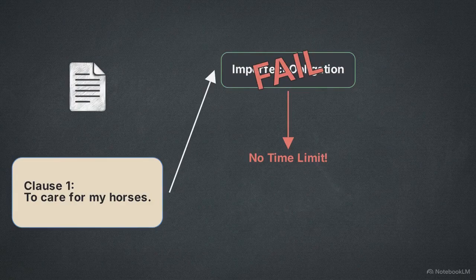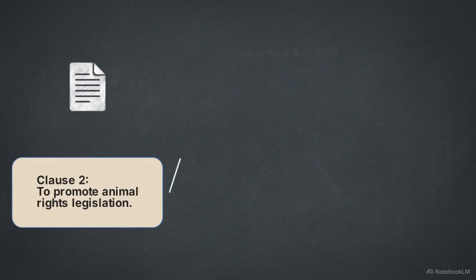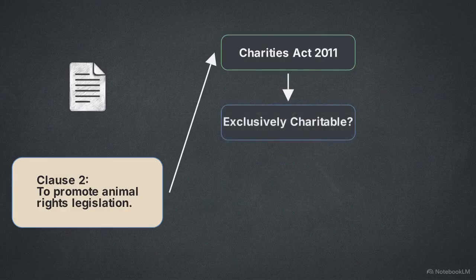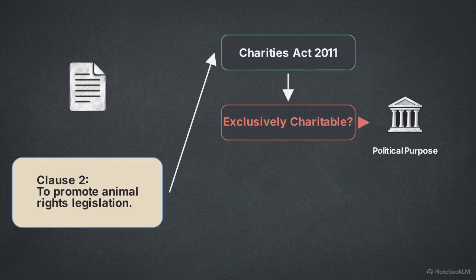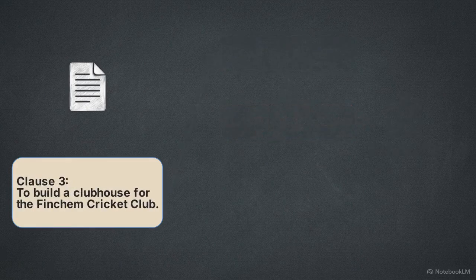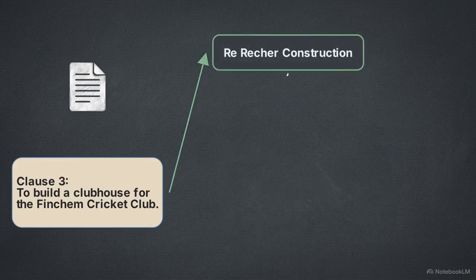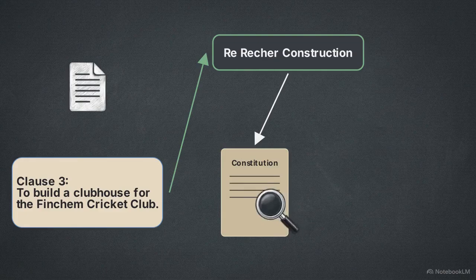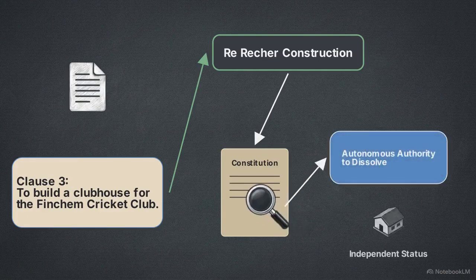It fails immediately because the drafted clause lacks the mandatory 21-year perpetuity limit. Clause 2, promoting animal rights legislation. Testing this against the Charities Act, it fails the exclusivity requirement. Procuring a change in the law is a political purpose. Clause 3, building a clubhouse for the Fincham Cricket Club. We apply the Re Recher construction. This clause is valid, but only if you can demonstrate that the club's constitution allows its members to dissolve the club and claim the funds.